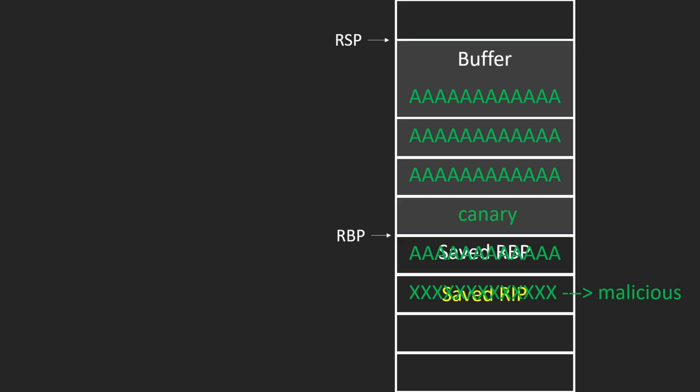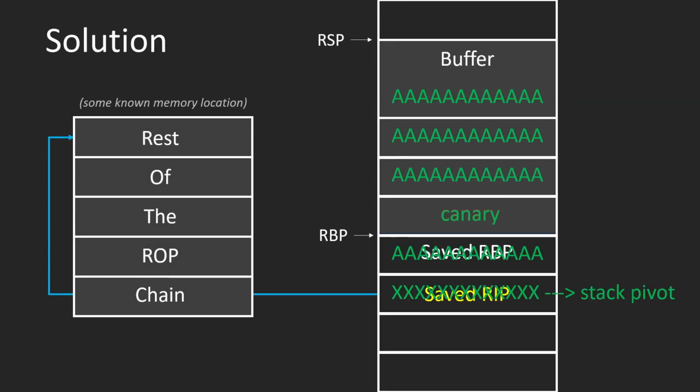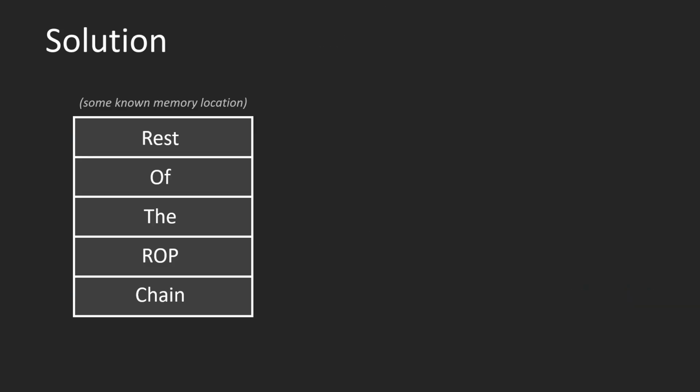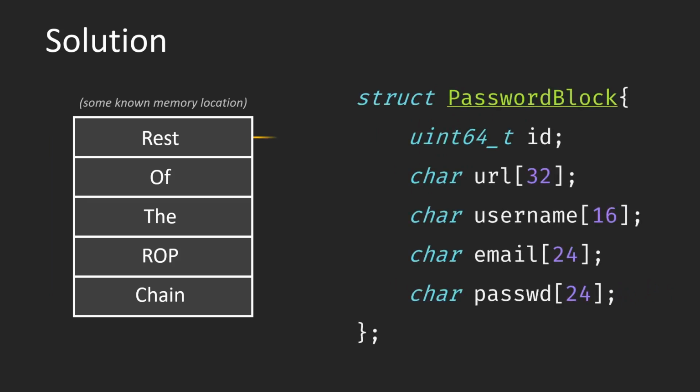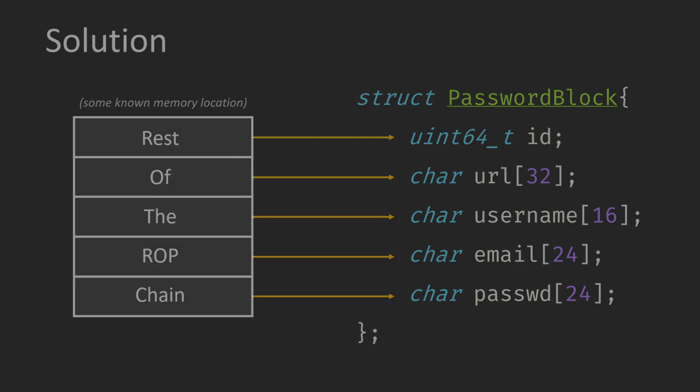One way, I think, is to store the ROP chain somewhere else and pivot the stack to that location. Because at the end of the day, this is a password storing program and we can easily store the ROP chain in the form of URL, username, email, and password fields of the password block struct and eventually pivot to it.